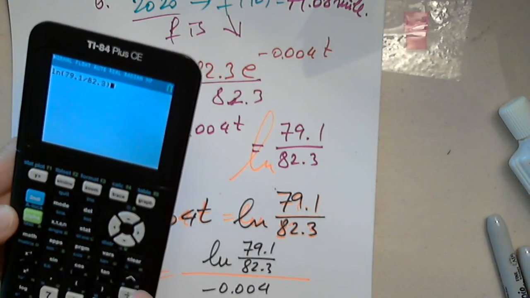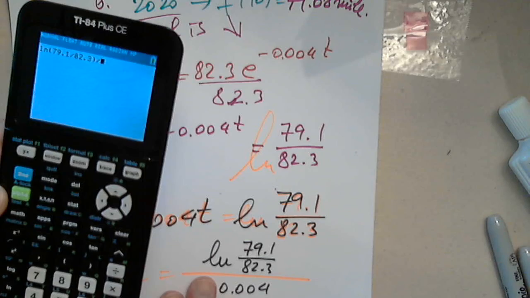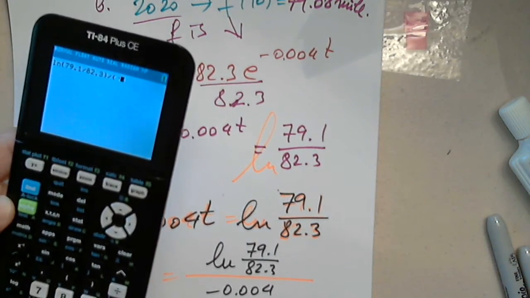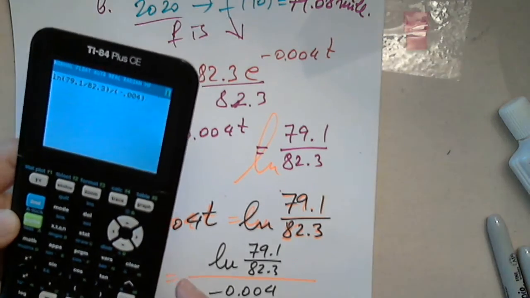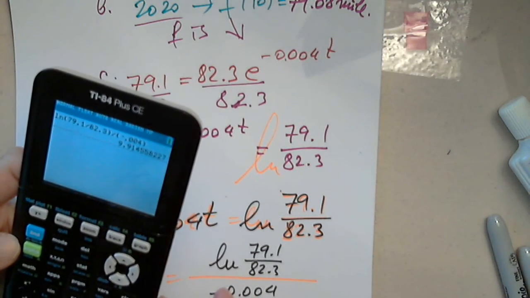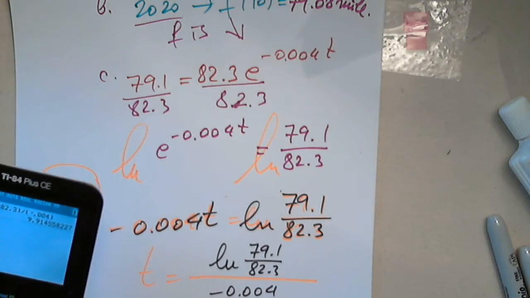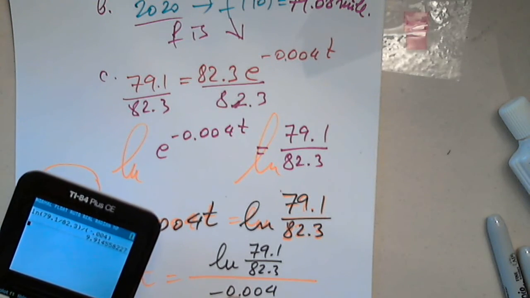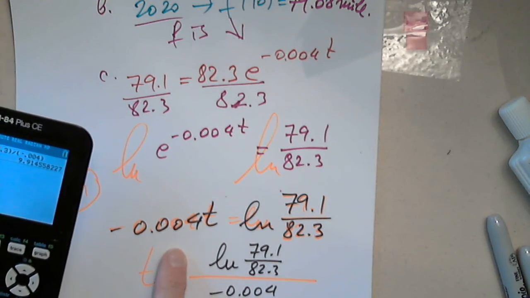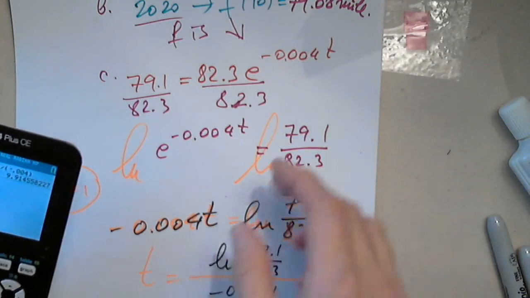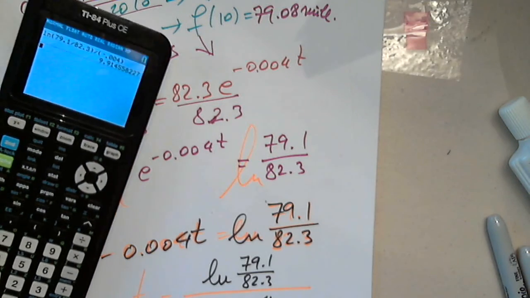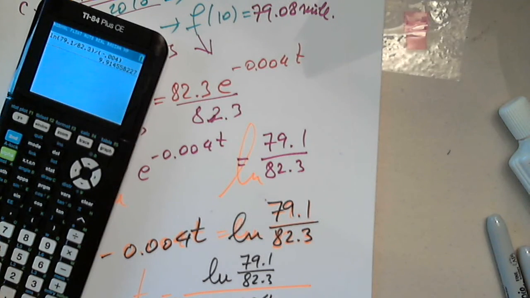82.3, close the parenthesis, and then divide. Careful with parentheses. You don't have to put a negative, but you have to remember it's there. Or you put parentheses, negative 0.004, and close the parenthesis. And we have to... I was expecting, oh yeah, it's 10. Okay, yeah, of course. Okay, so t is approximately 9.91 years.